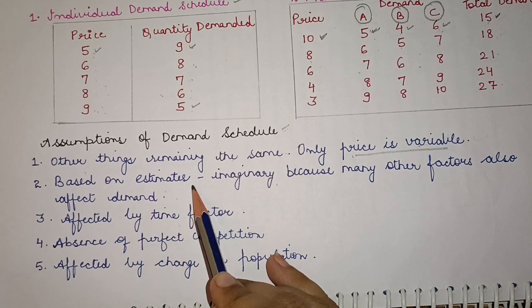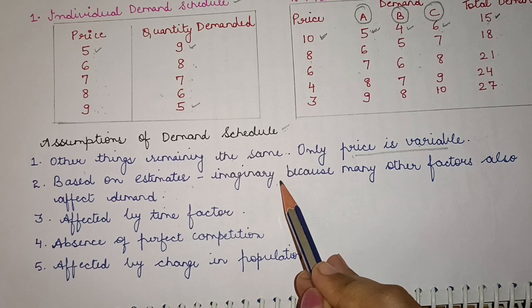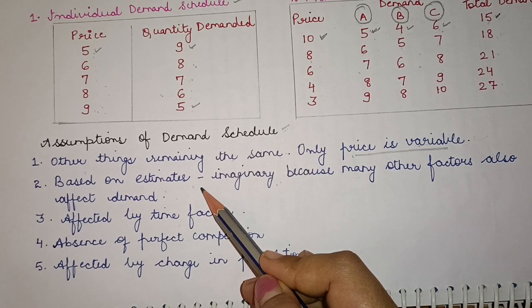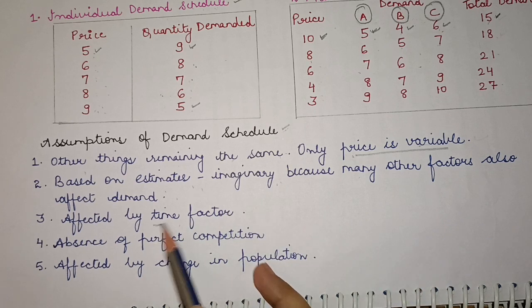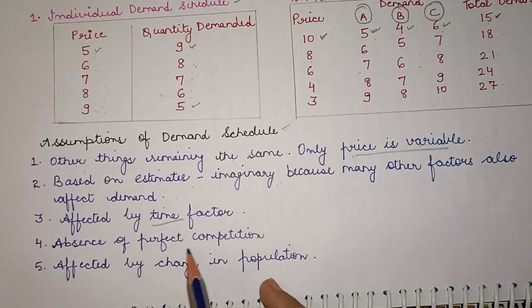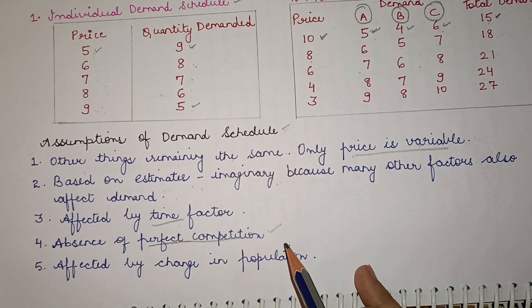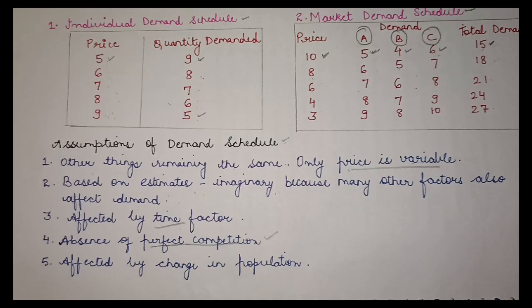Next is, it is based on estimates because it is imaginary, because there are many other factors that affect demand which are not considered here. It is affected by time, very important. There is no perfect competition, which means that the consumer does not have knowledge about the price at which the product is available in the market, whereas the demand is also affected by a change in population. That is, when the population increases, the demand also increases.